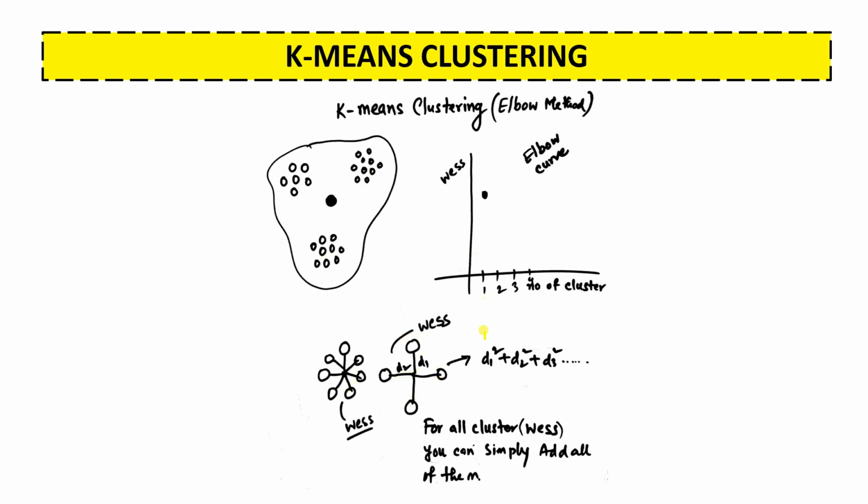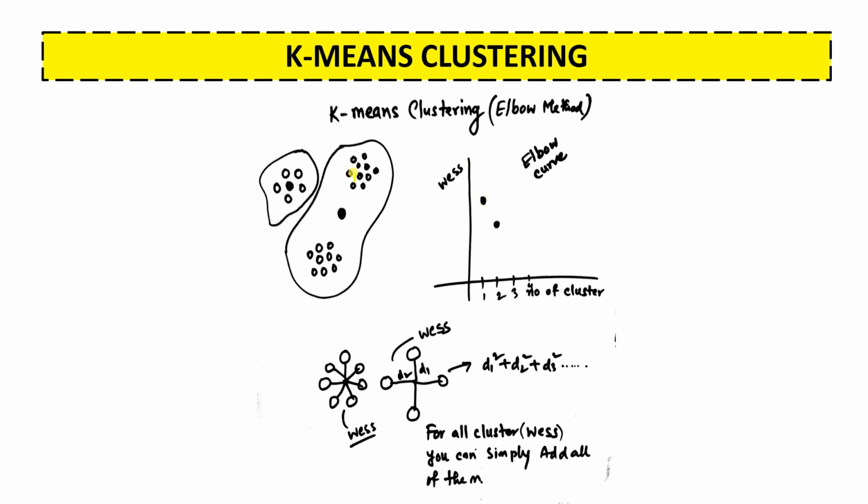That means if we have the number of clusters, let's say for this one you have one cluster, we plot the WCSS for the one cluster. Let's say you have two clusters, so you divide them into two clusters, these clusters and these clusters.